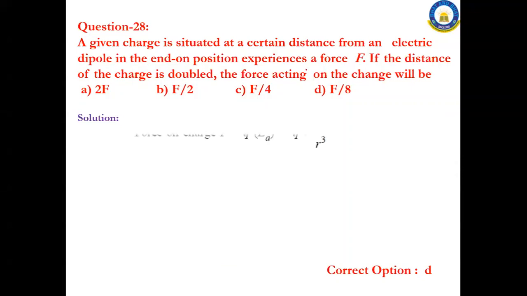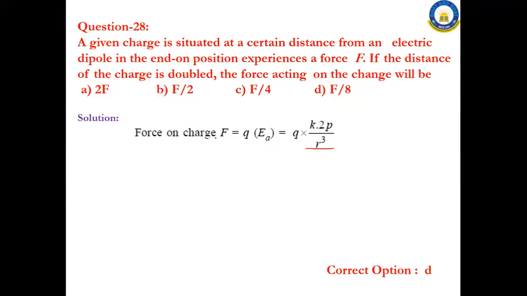So force on the charge, F, is equal to Q into E. Now Q into E is Q into K, that is 1 by 4 pi epsilon naught, 2p by r cube. This is the electric field at a distance from an electric dipole, right? So the field on the axis of an electric dipole, that formula K into, that is 1 by 4 pi epsilon naught 2p by r cube. Hope you got it.